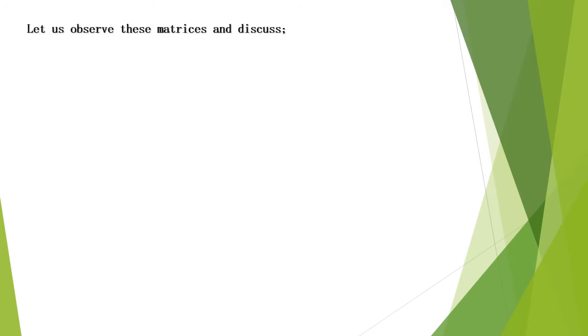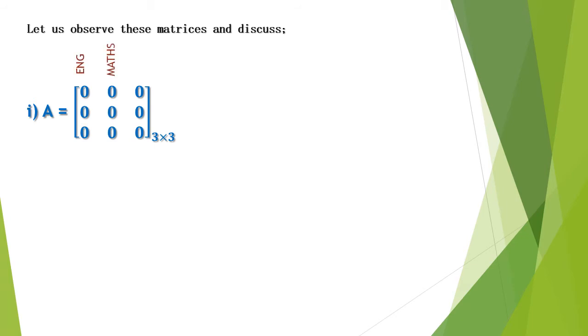Okay, let's observe these matrices and discuss A. You can see that all entries are zero. What does this mean? That's the marks obtained in English, math and science by a student in the first term, second term and third term.